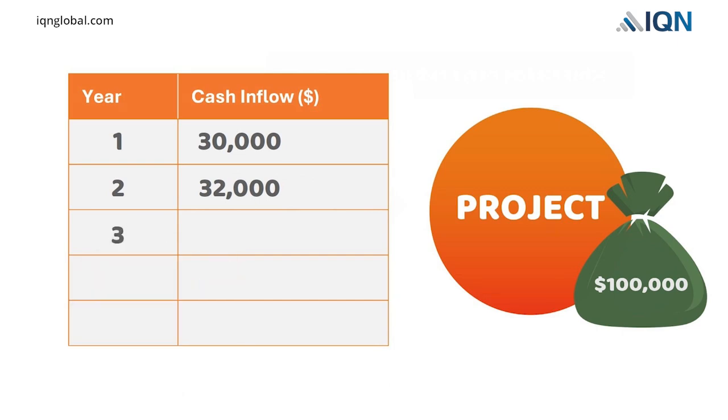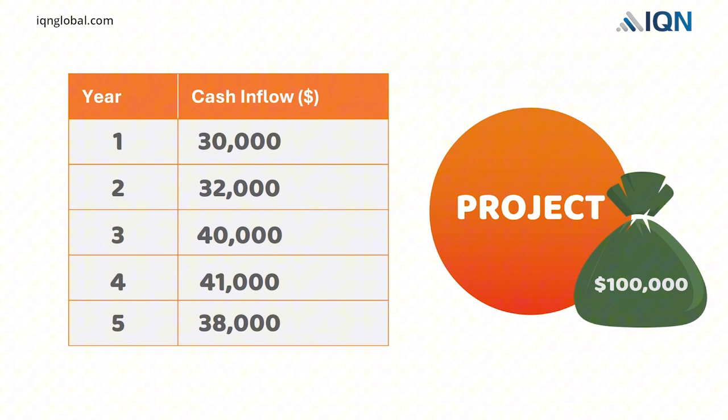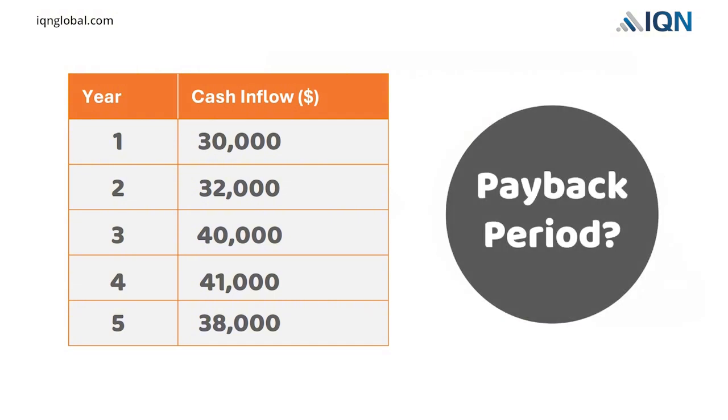By the third year, there is a significant rise, with cash inflow reaching $40,000. The upward trend continues in the fourth year, with cash inflow amounting to $41,000. Finally, in the fifth year, the cash inflow is $38,000. With this information, we need to find the payback period for the project.